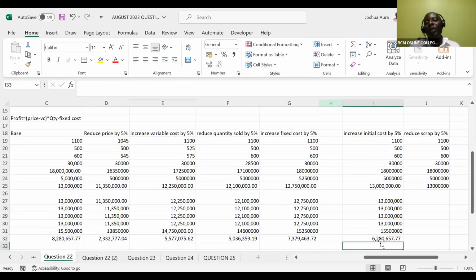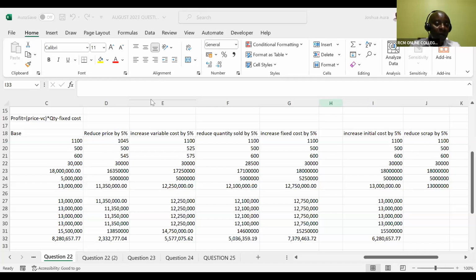Is there anybody who was able to get this 6280? Is there anybody who was able to get that 6280? No. Oh, great. Thank you very much. So then we come and reduce scrap by 5%. So now we are reducing scrap.